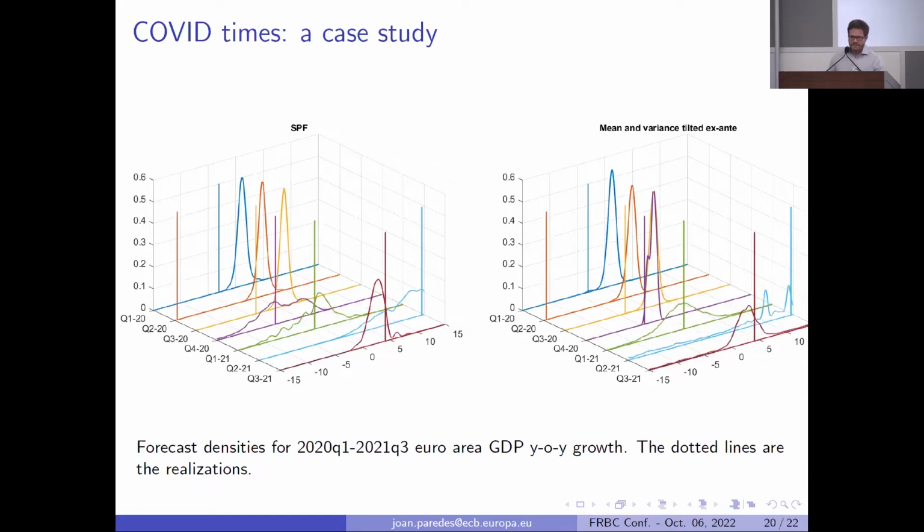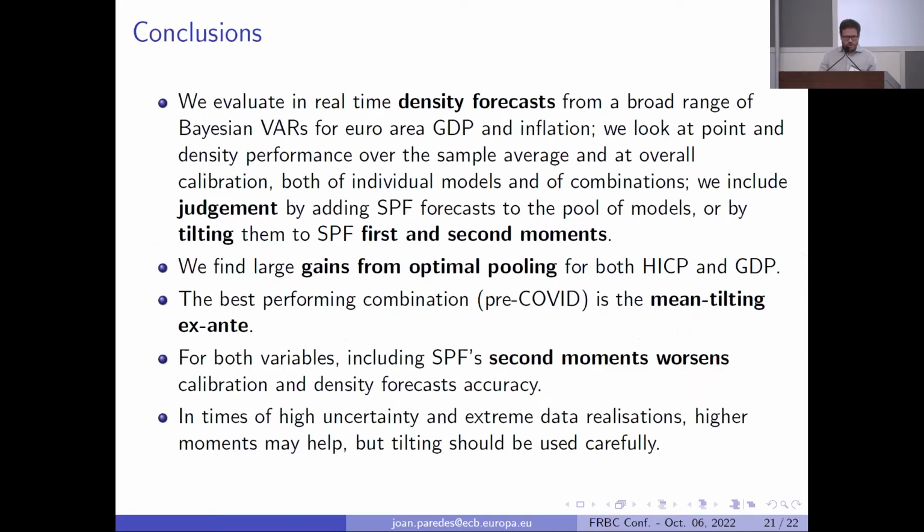Here is the result when you use both moments, the mean and the variance of the SPF. As you can see, this has a better shape, so it's more disciplined. We still have some problems in 22Q1, but it looks like in times of a lot of turnover with huge uncertainty, tilting not only to the mean but also to the variance will help. So let me conclude.